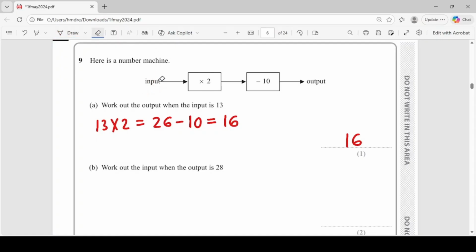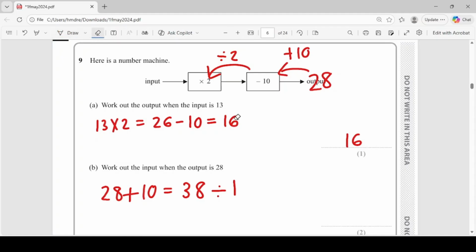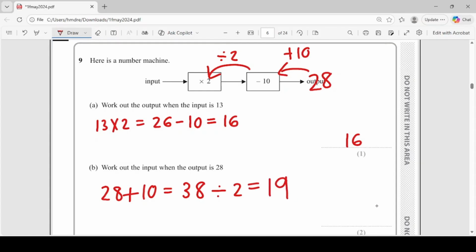So next they say, work out what the input would have been if you had an output of 28. So that means you have 28, we're going to work backwards, so we do the opposite thing. So instead of taking away 10, we are going to add 10. That is going to give us 38. And then instead of timesing by 2, we are going to divide by 2. Sorry, 38 divided by 2 is 19.